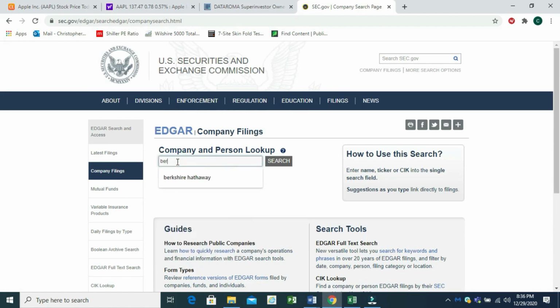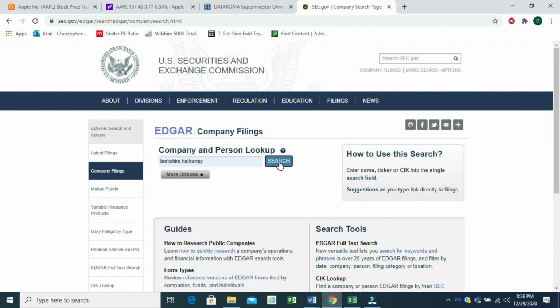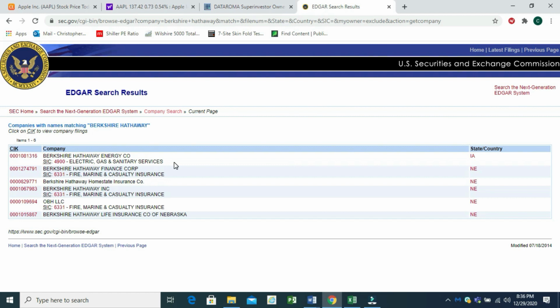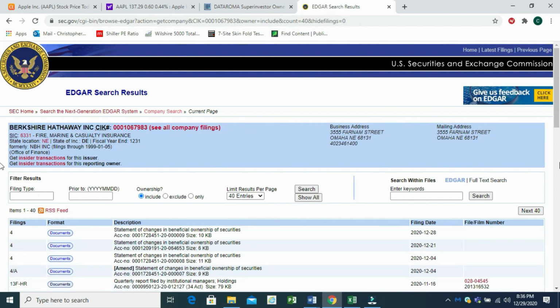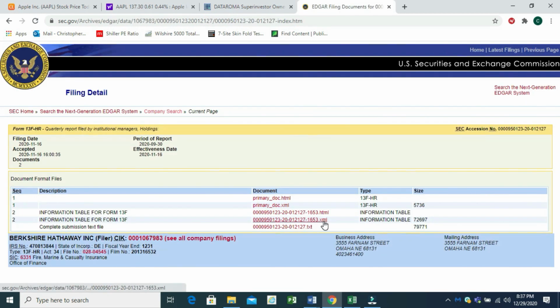And now I'm going to search Berkshire Hathaway. Comes up. Okay, so it gives me a few options. Berkshire. So I'm just going to start clicking and hoping that I get it. So I think I clicked right. So Berkshire Hathaway has a few different entities for different things. So you need to work through them and find the right one. Berkshire Hathaway, Fire, Marine, and Casualty Insurance. I believe that's the entity that holds most of Berkshire's marketable equities.